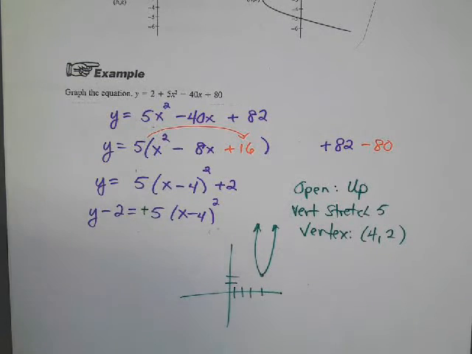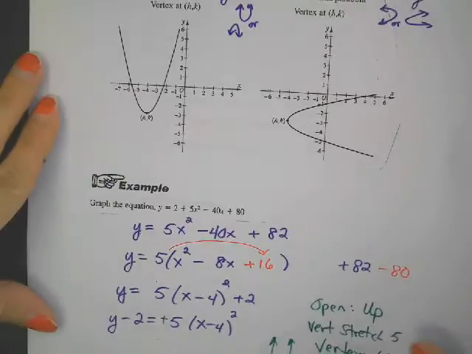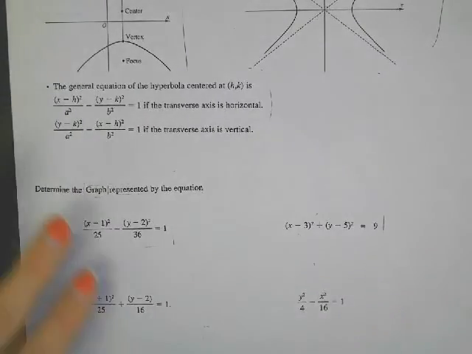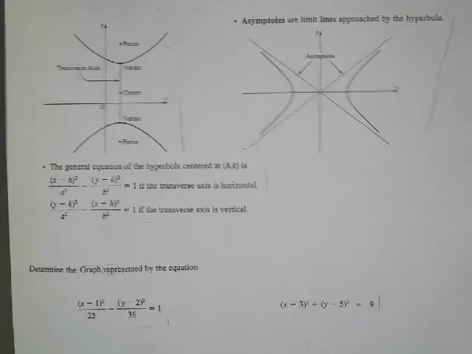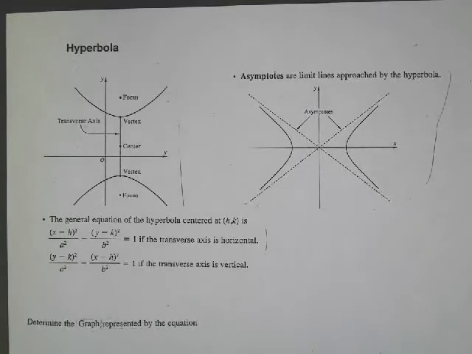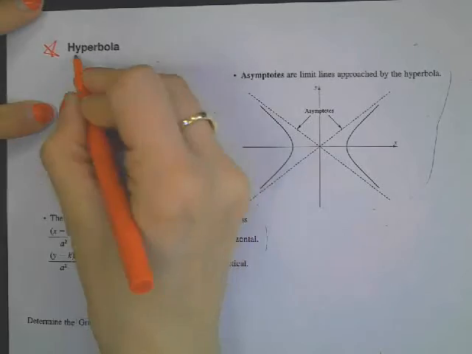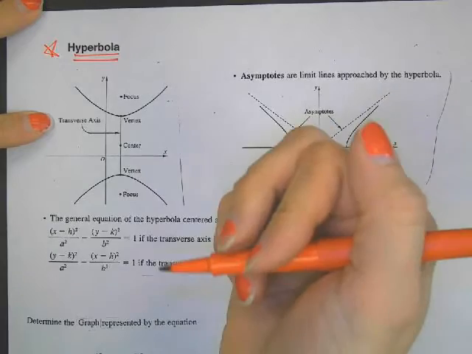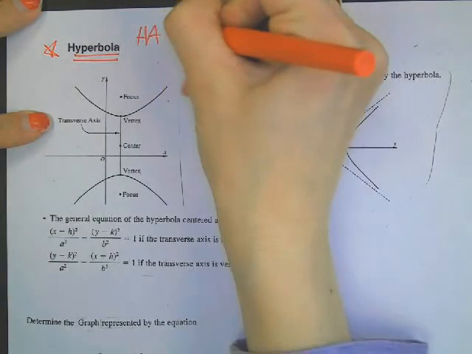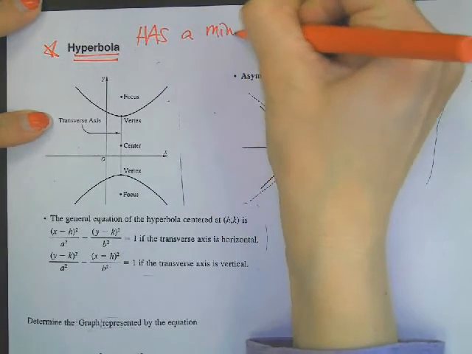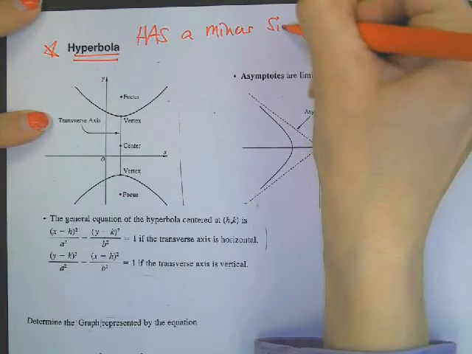Okay, that should probably be enough to take care of the parabola equation. There's usually one conic section equation question on the test. Okay, hyperbola. I'm going to put a little note here in red. The dead giveaway that you have a hyperbola equation is it has a minus sign.